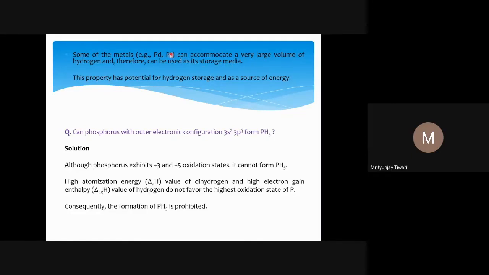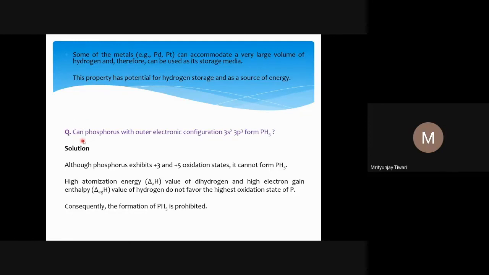Palladium forms a hydride, and platinum forms a hydride. They can absorb a high amount of hydrogen, so the mass of hydrogen is quite significant, and if it is there, one can extract that hydrogen to produce energy. So this property has potential for hydrogen storage and as a source of energy.